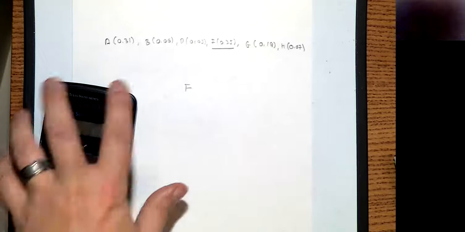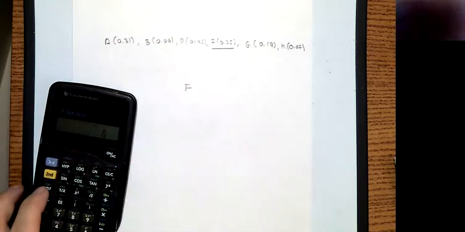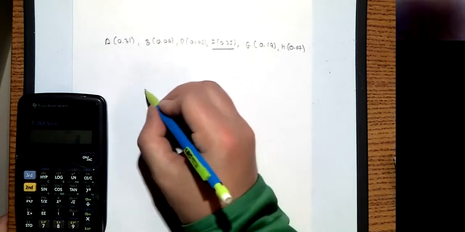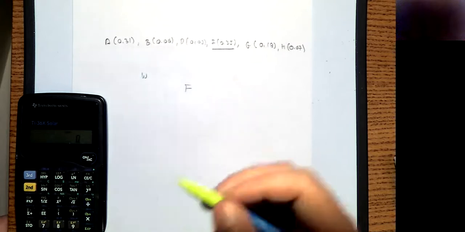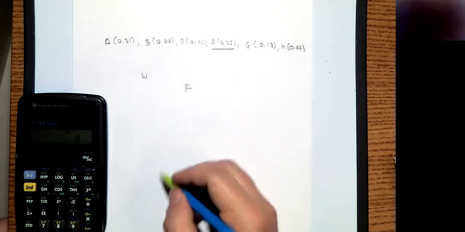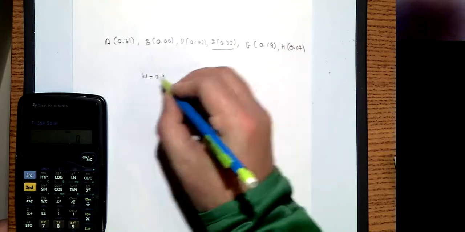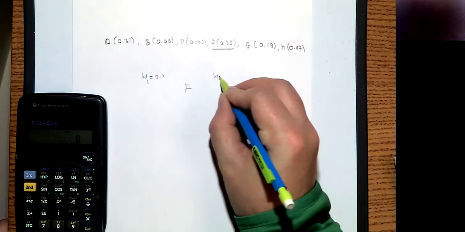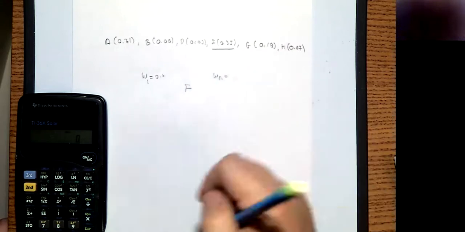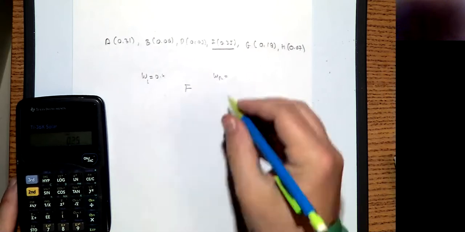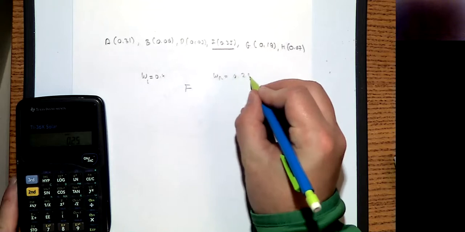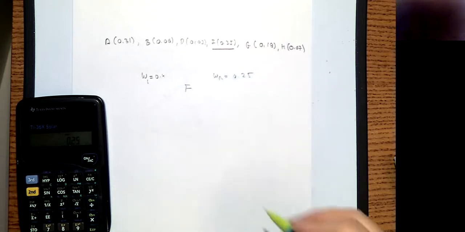So what we need to know is the weight on the left and the weight on the right. So what would happen is we would say weight left, 0.31 plus 0.06 is 0.37, plus 0.03 is going to be 0.4. And weight right is going to be 1 minus 0.4 minus 0.35, which is going to be 0.25. So then we have left and right.